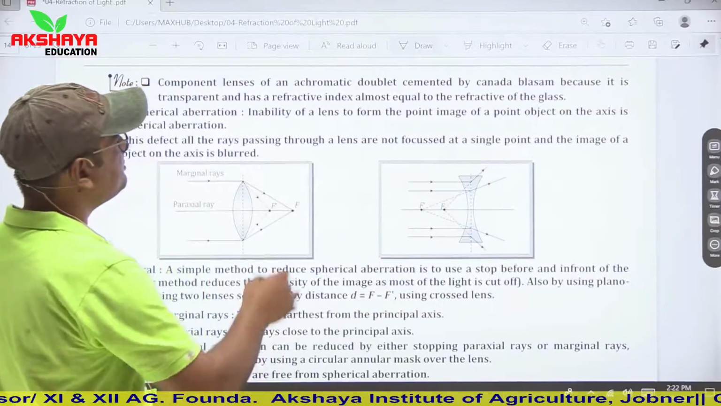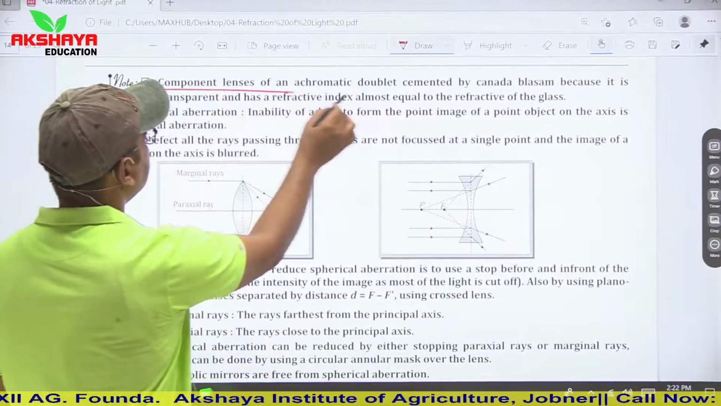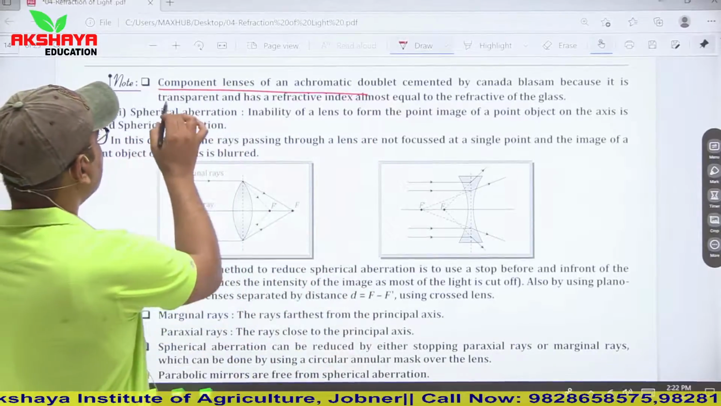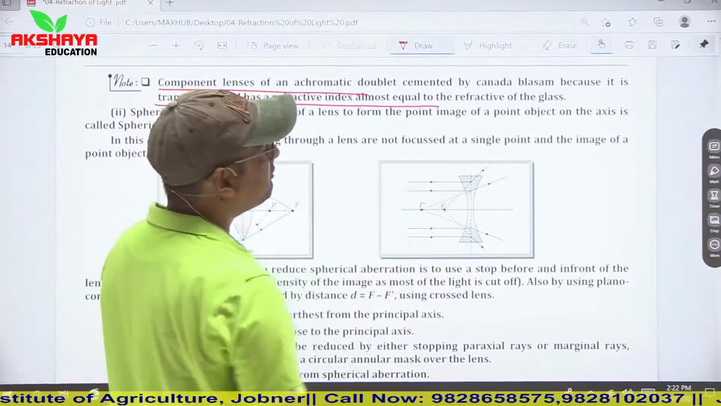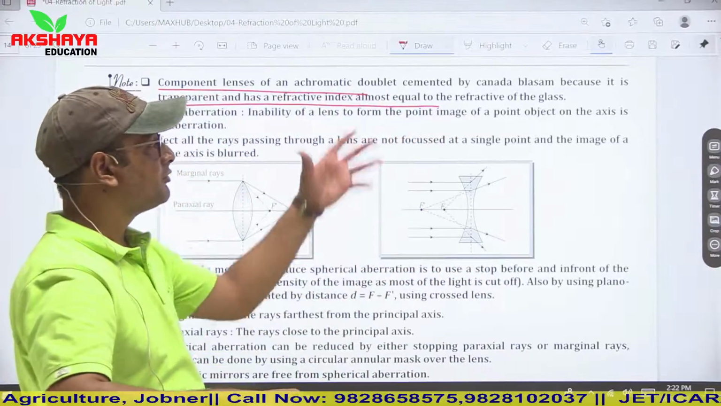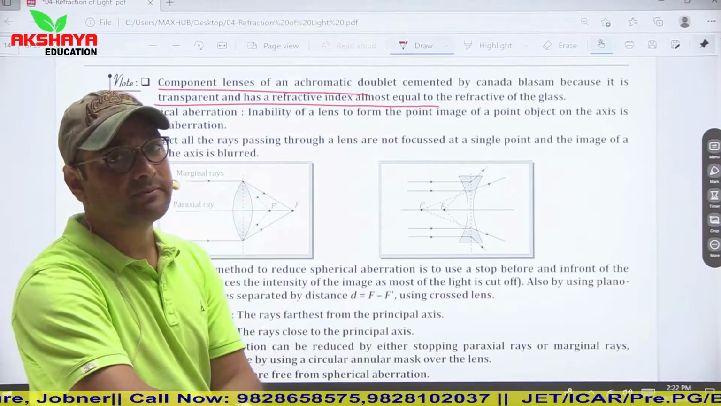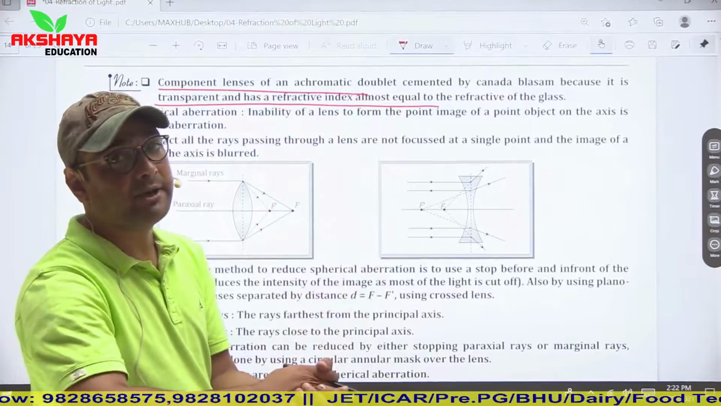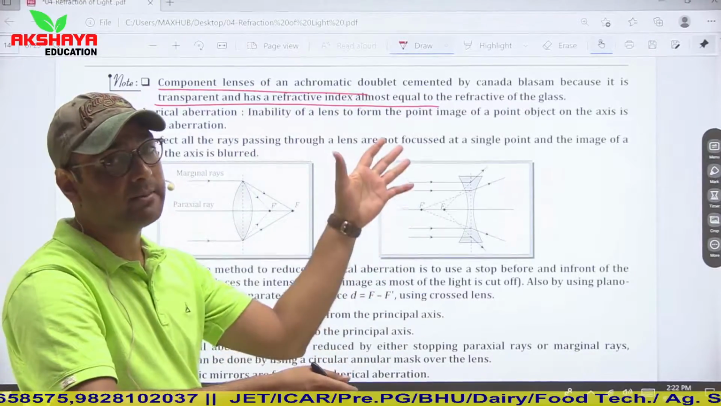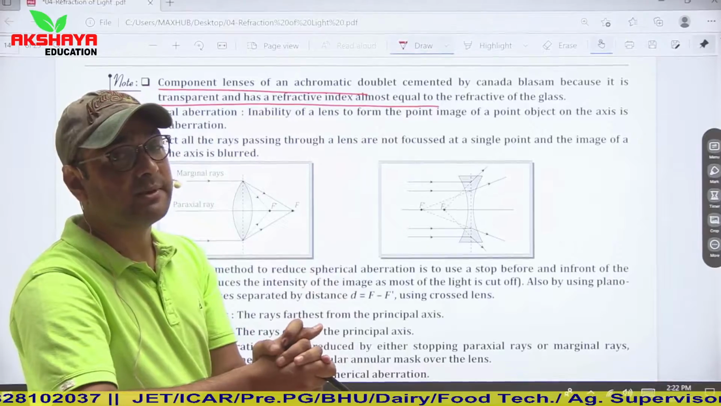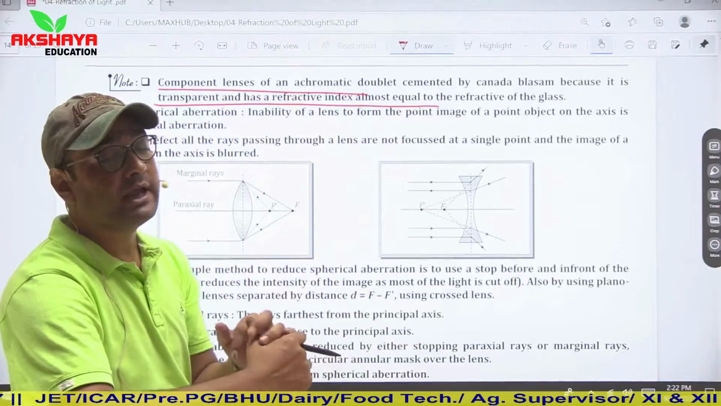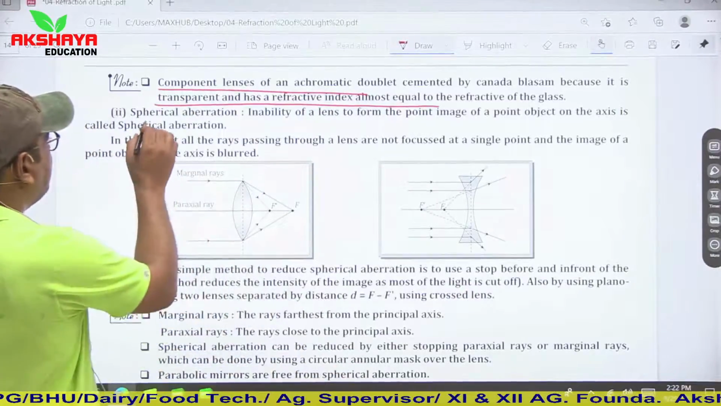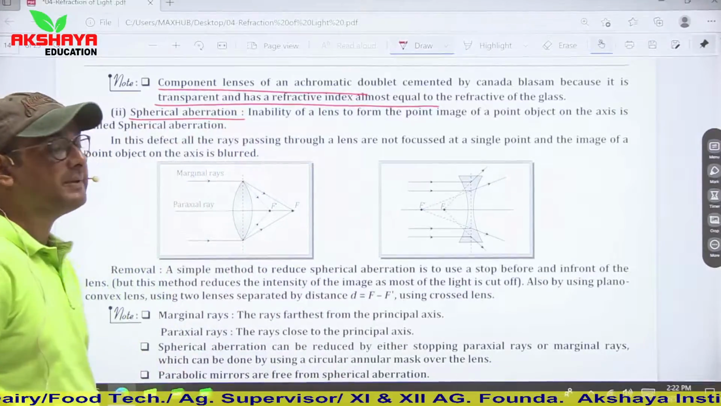Component lenses of an achromatic doublet are cemented by Canada balsam because it is transparent and has a refractive index almost equal to the refractive index of glass. So to remove chromatic aberration, we use two or more lenses in contact with each other, and this contact can be made by a transparent cement known as Canada balsam. We use Canada balsam cement here because it has a refractive index equal to that of glass. Then the second defect is spherical aberration.